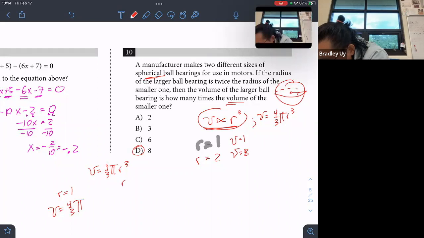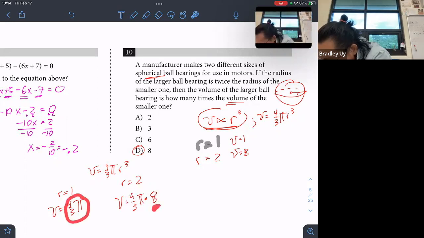If the radius is 2, we would plug in 2 here. And notice how I'm writing this. I'm not going to simplify it. My volume is 4/3 pi times 8. So you can clearly see this quantity is basically 8 times this one. Why? Because there's 8 times this same exact element.